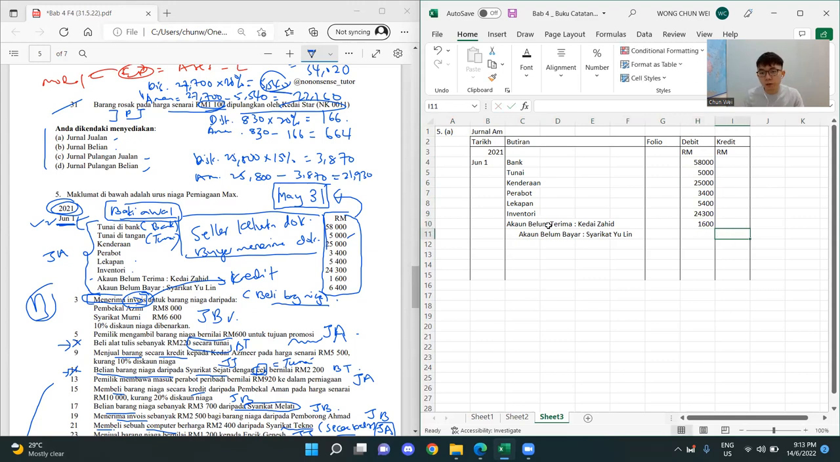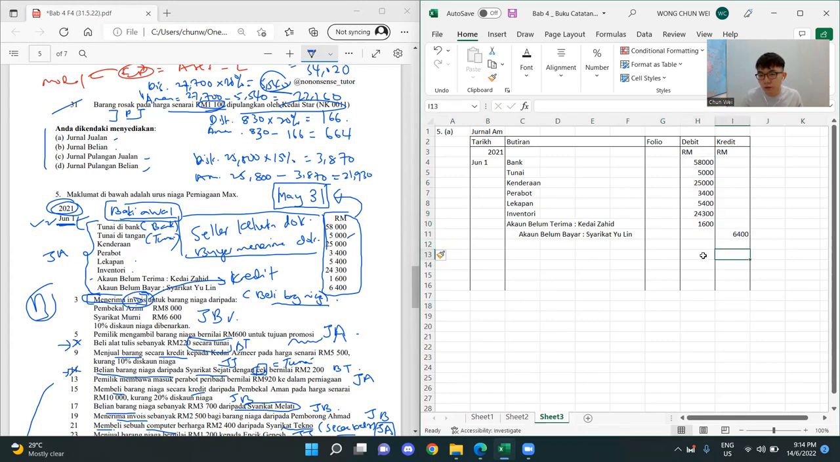25,000, 3,400, 5,400, 3,400, 34,000, 5,400, and then 24,000 for inventory, 1,600 for your company, and this account belum bayar is a liability credit. So on the credit side, we throw in 6,400. Okay, so what I'm going to do next is you see, is it balanced yet?